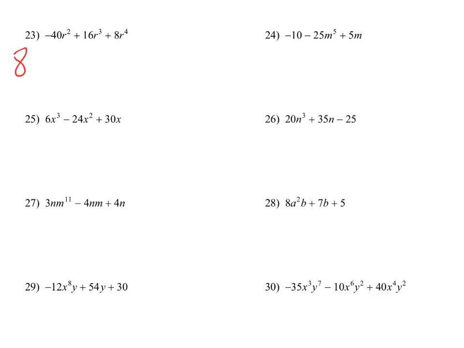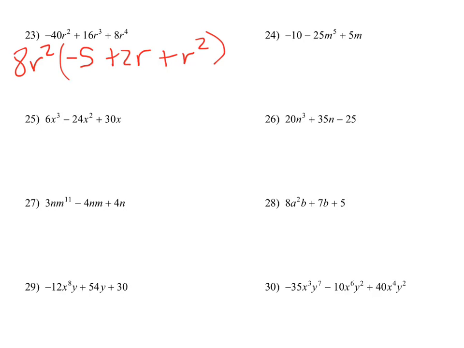That's going to be 8. And what's the least amount of r's that they have? That's going to be r squared. And so that's what you're going to factor out. And now you just take each of those terms and you divide by 8r squared, and you'll get what's left inside. You'll get negative 5 here, and then plus 2r, and then plus r squared.